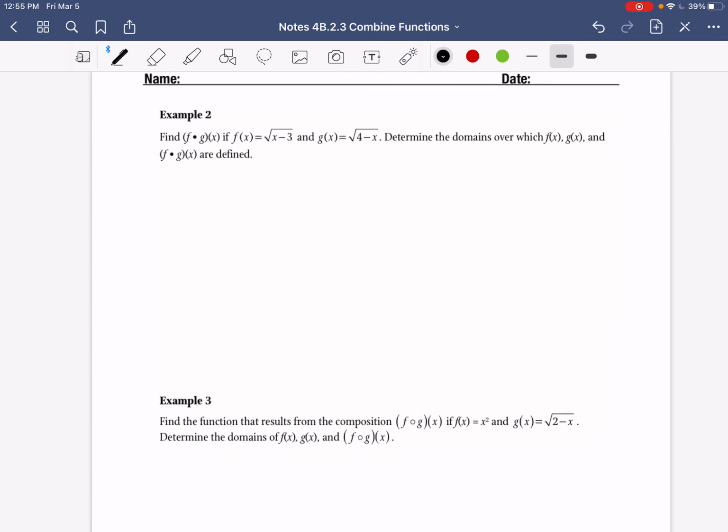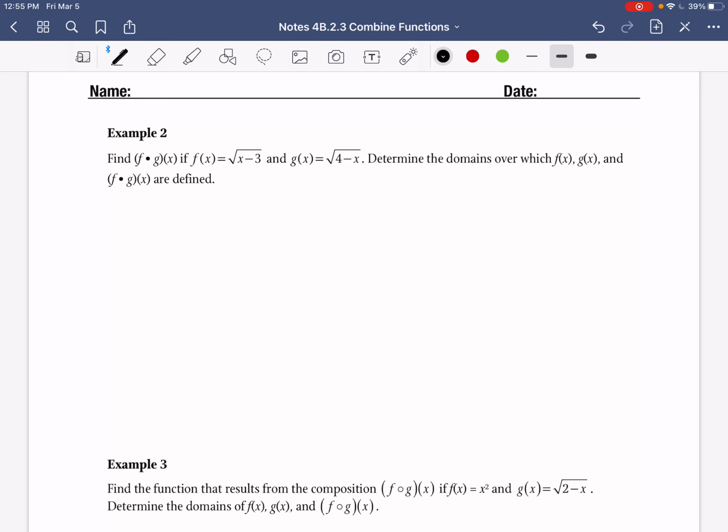rational expressions. All right, go ahead and flip your paper over to 62. Our next one says find f times g. Okay, so we're going to multiply them together. F of x is the square root of x minus 3. G of x is the square root of 4 minus x. And we want to determine the domains.